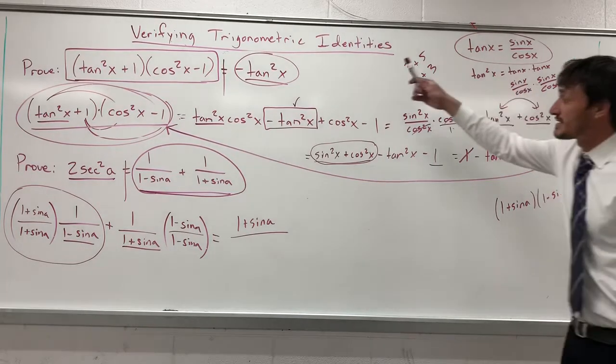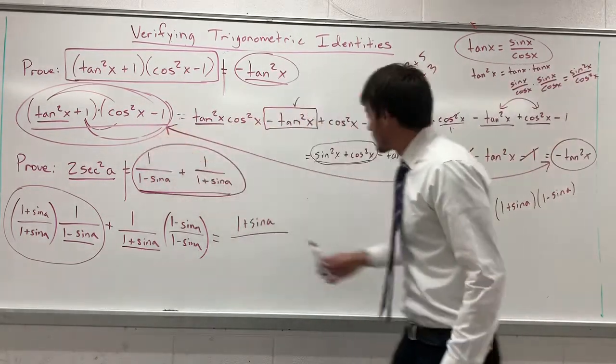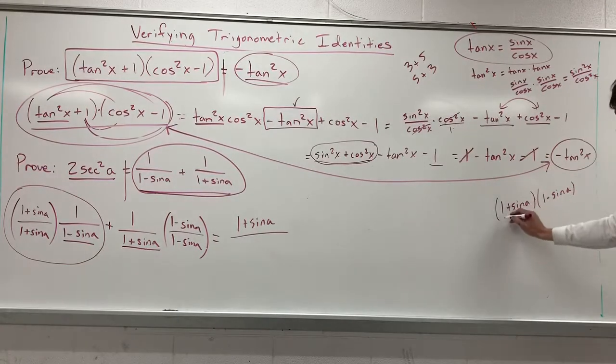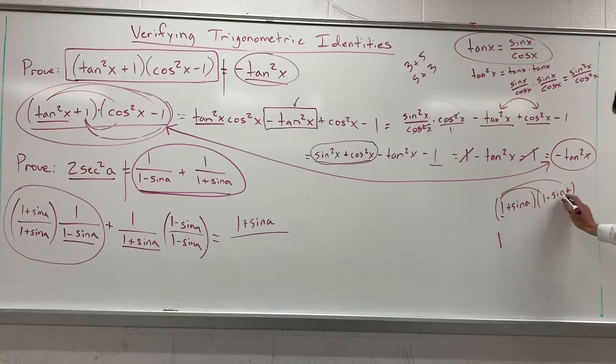Well, it was already addressed how to FOIL in the previous problem. We have two binomials. We're going to take the first term and multiply by both. 1 times 1 is 1. 1 times negative sine A is negative sine A. And now we're going to take the second one, multiply by both. Sine A times 1 is positive sine A. And sine A times negative sine A is negative sine squared of A. And the negative sine A and the positive sine A cancel out, leaving us with 1 minus sine squared A.